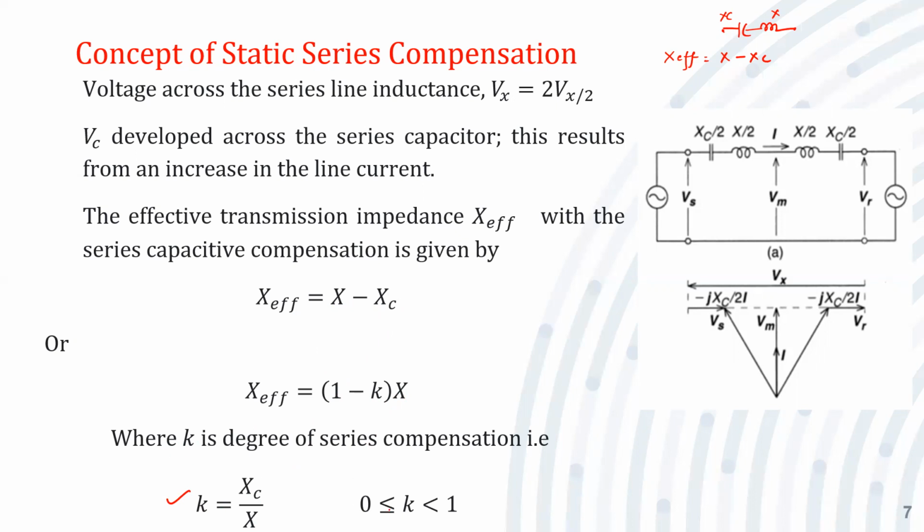We can vary the value of K from 0 to 1. What is K? K is the degree of compensation. Degree of compensation is nothing but the reactance Xc upon X. If the capacitive reactance and inductive reactance have the same magnitude, the value of K is 1. Whereas if the capacitive reactance is, say, 20%, it's 0.2, 0.1, 0.3, and so on. So one may choose the degree of series compensation K as per the need. So this is the vector diagram.